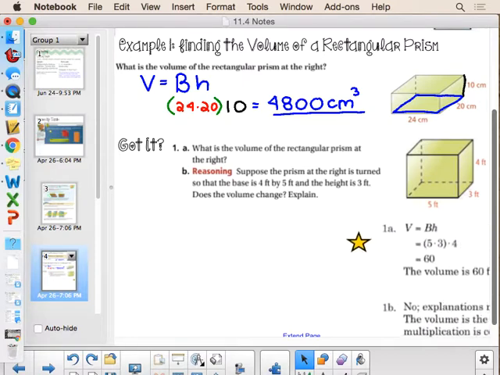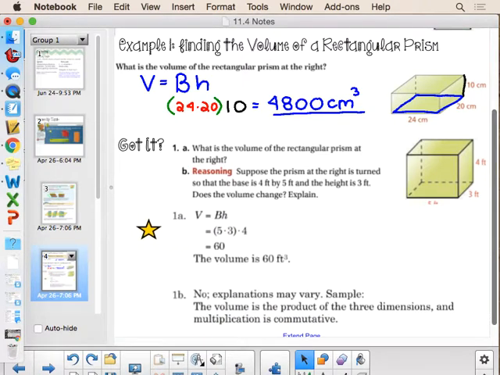Alright, you should have gotten this as your answer: 60 feet cubed. If you did not, please make sure you check your work. And also, does it matter that we turn a prism on its side, changing the base to becoming the 4 by 5 with a height of 3? No, the volume does not change. It's still going to maintain all of those components that we would use to calculate our volume.